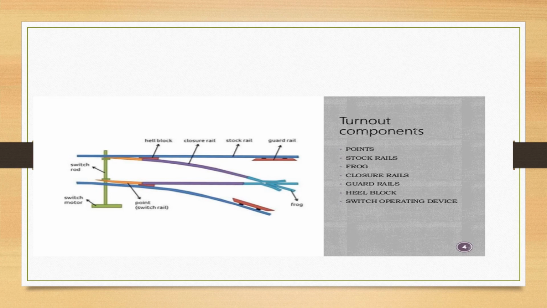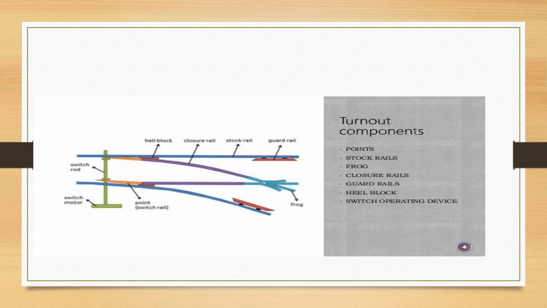Two check rails. The function of these rails is to check the tendency of wheels. Stretcher bar. The function of stretcher bar is to connect both the tongue rails together so that tongue rails move through the same distance while changing the points.